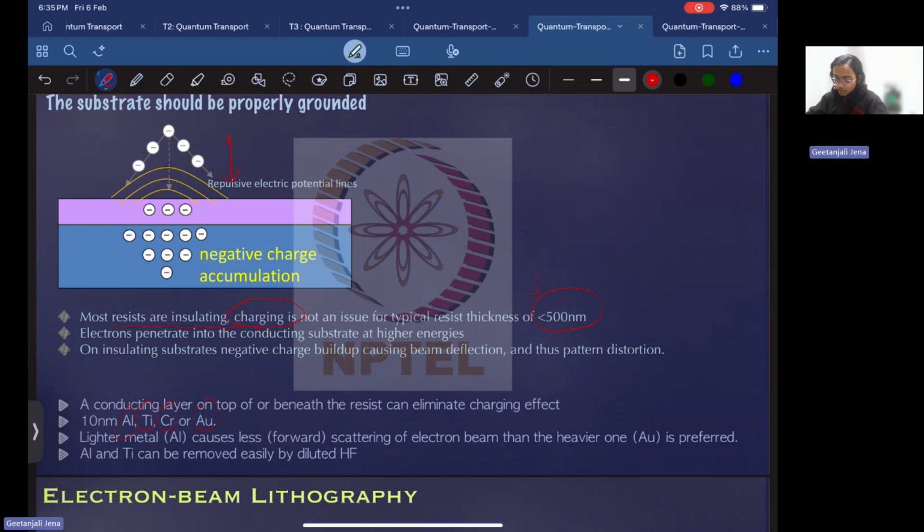So this is one of the effects that we have to keep in mind whenever we are using electron beam lithography: the charging effect. If we are using an insulating substrate, we need a conducting layer coating there. Or if the substrate is conducting, we can proceed to pattern the surface. And we also have to keep in mind to take a resist thickness of less than 500 nanometer.